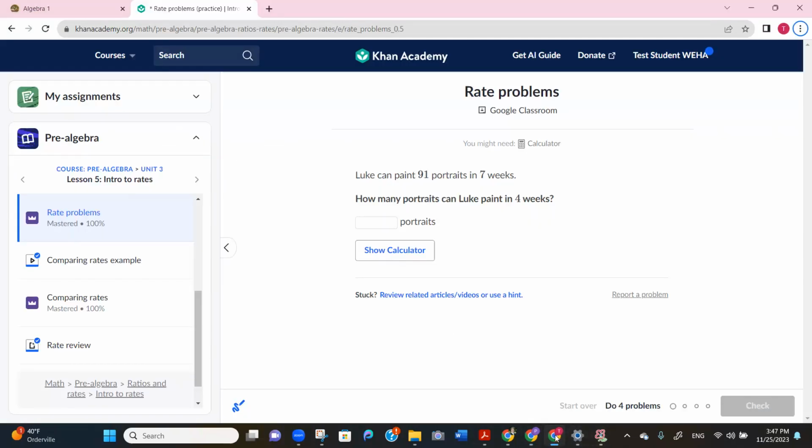So let's do that. Let's see, 91 times 4 divided by 7. I'm going to go to my calculator. 91 times 4 divided by 7. That is 52, so that gives me 52 portraits in 4 weeks. And let's see if we have now the other case.